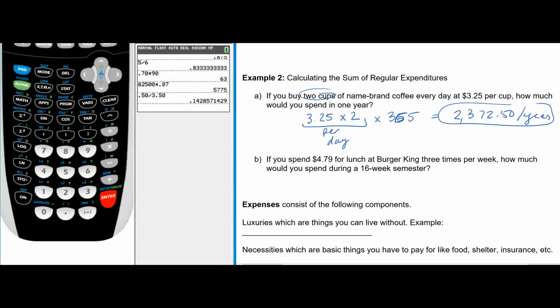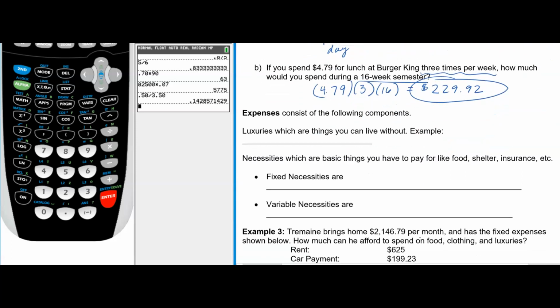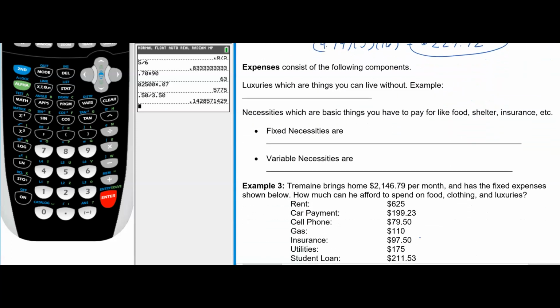So for B, we're spending $4.79. That'd be expensive Burger King 3 times a week. So $4.79 times 3, every single week for a 16-week semester. So there's 3 days a week and then 16 weeks in the semester. You'd be spending $229.92 on Burger King for that semester. So kind of nice to just look at it as a sum because it gives you a better idea of how much you're spending. So let's talk more specifically about expenses.